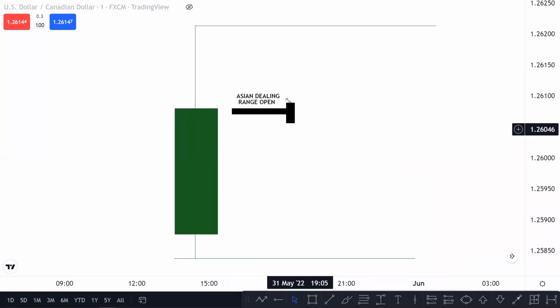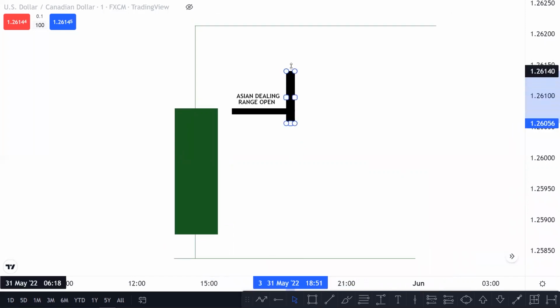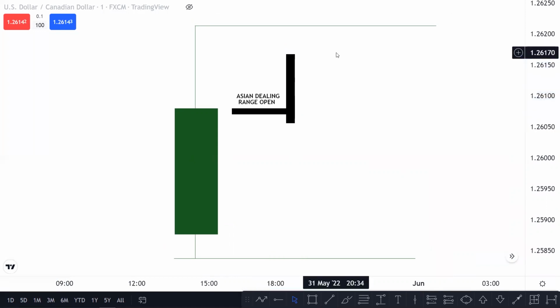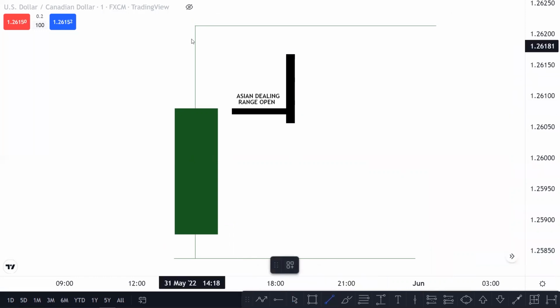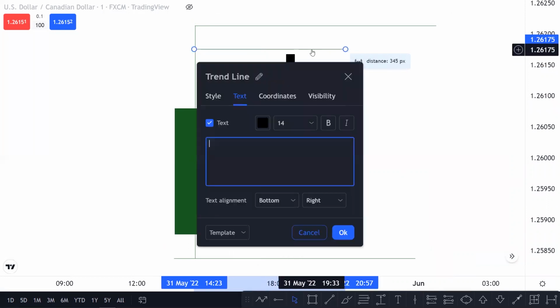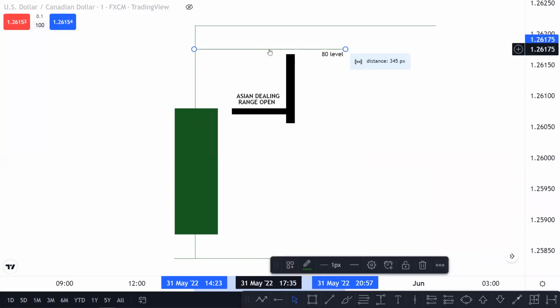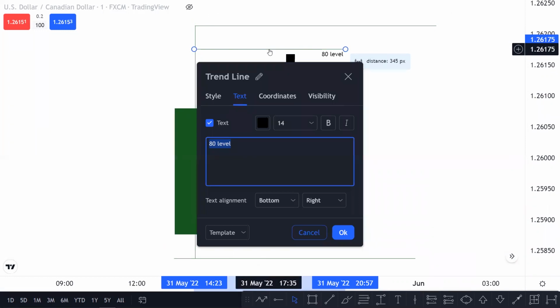What do I want to see? I want to see price rally. If we are selling on this day, if price rallies, what am I looking for? I am looking for, you've guessed, the 80 level or 50. 50 and 80 level.